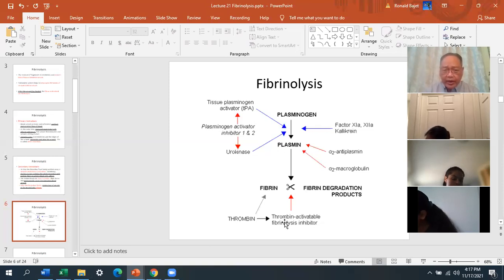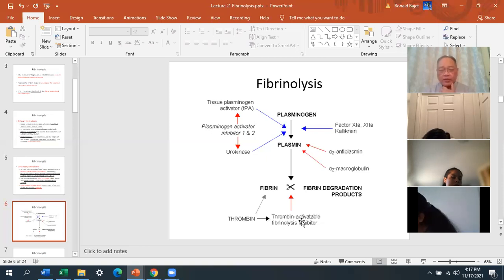Down here, you have thrombin activatable fibrinolysis inhibitor. So the name itself also has fibrinolysis inhibitor in it. So it's going to act on the scissors here. And thrombin will activate, well, it doesn't necessarily activate, but thrombin will turn into fibrin, and thrombin will turn into thrombin activatable fibrinolysis inhibitors. So make sure when you do the pathway that you have thrombin here. Thrombin goes to fibrin, and thrombin goes to thrombin activatable fibrinolysis inhibitor.